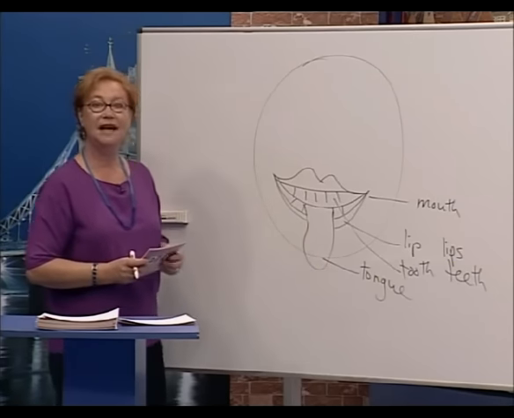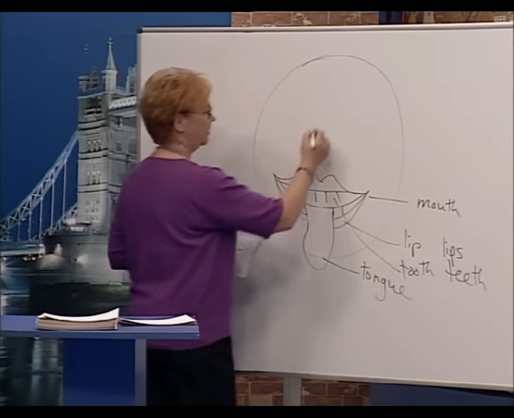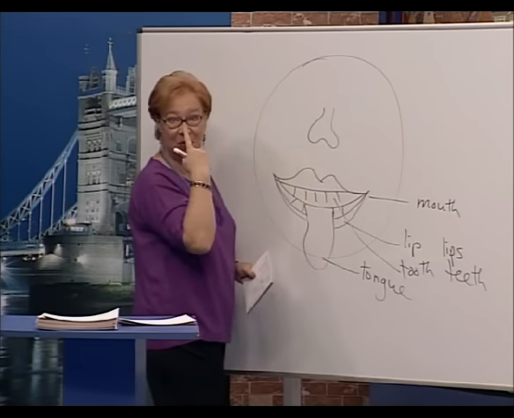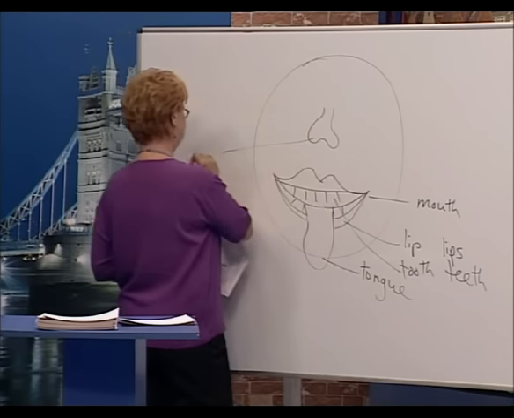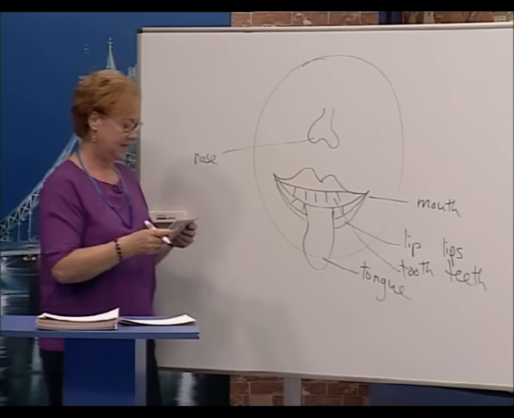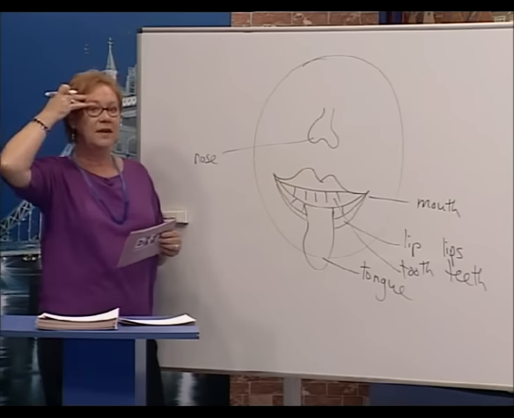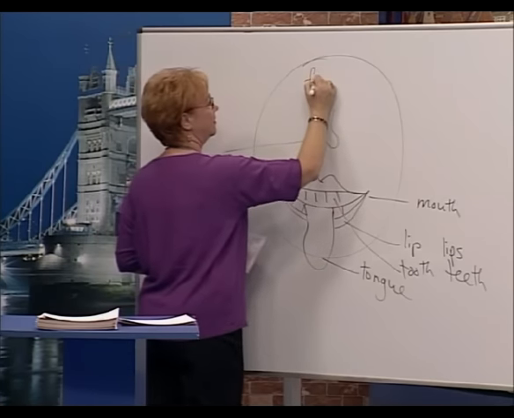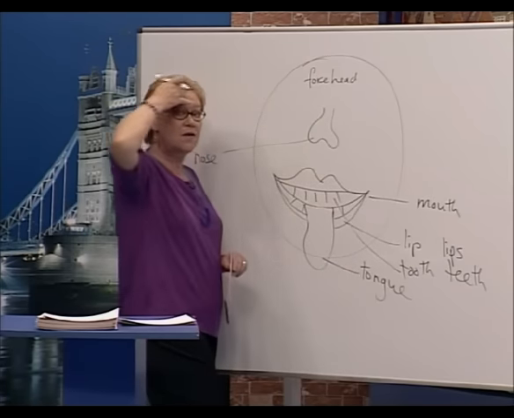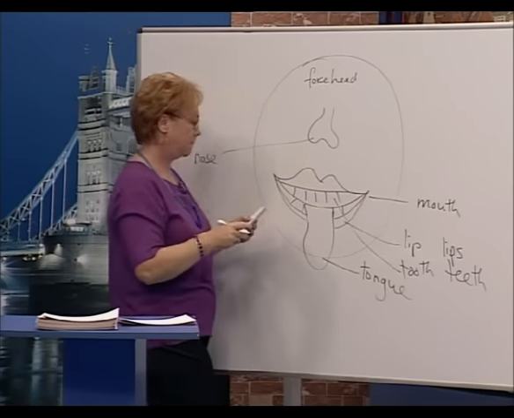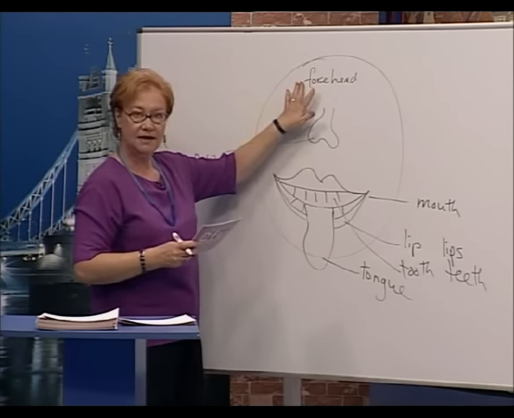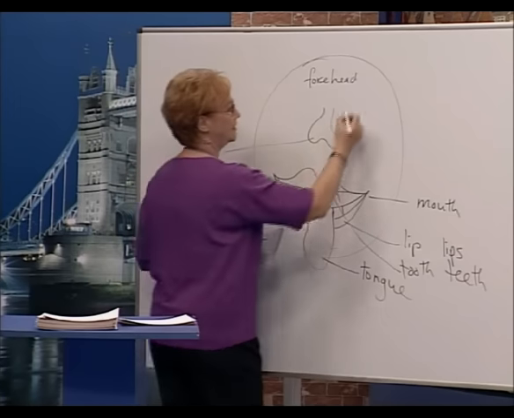Okay, now let's add to the face. Let's give the nose. There's the nose. It's a beautiful nose. All right? Nose. Then we have the forehead. This is the forehead. Forehead. All right? So we have the nose, the forehead, and then we have the eyes.